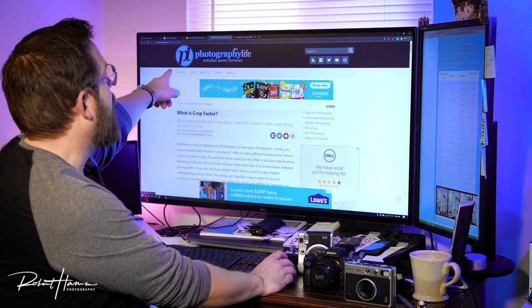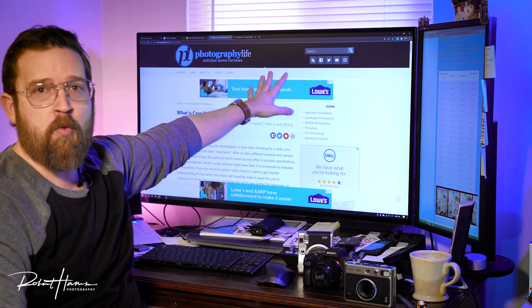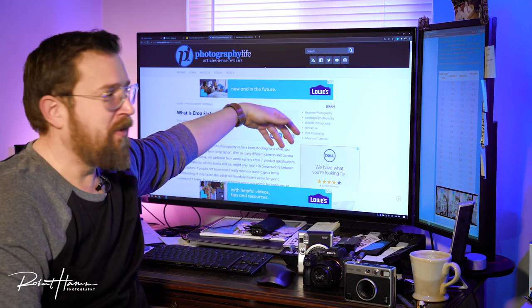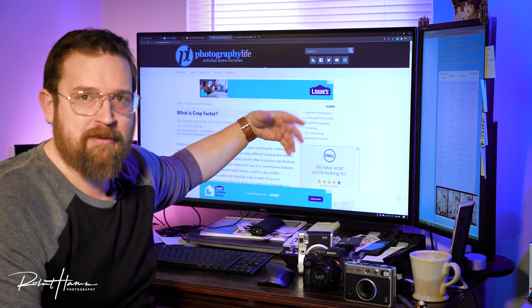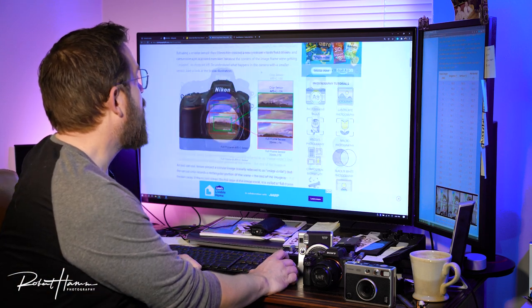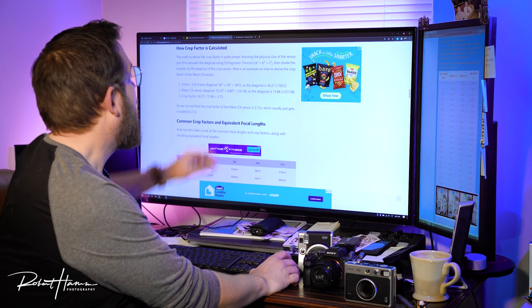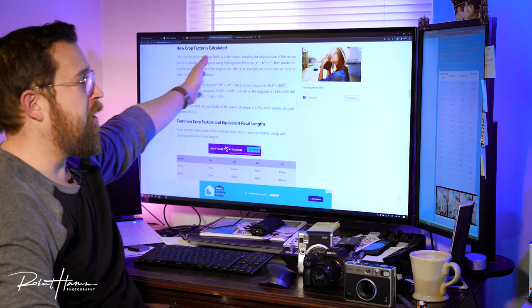If you go over here, I'm going to say this to Photography Life. This is great. It's the number one link that pops up. If you check on that, you'll actually read everything that you want. But the part that we want down here is the one that talks about how to determine crop factor. So they've actually already done it for us.